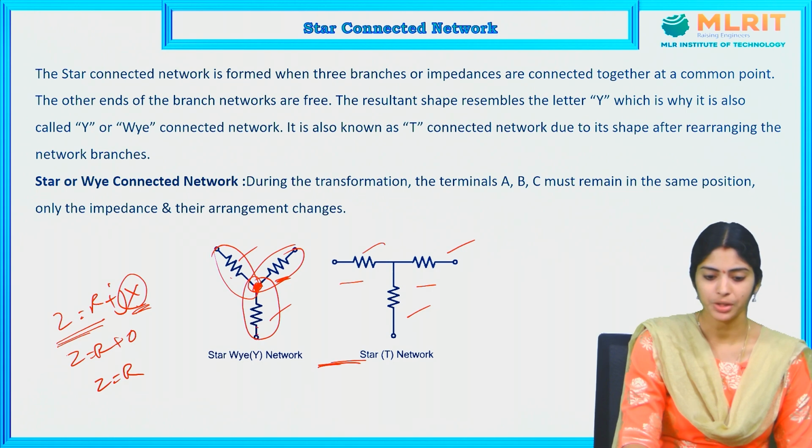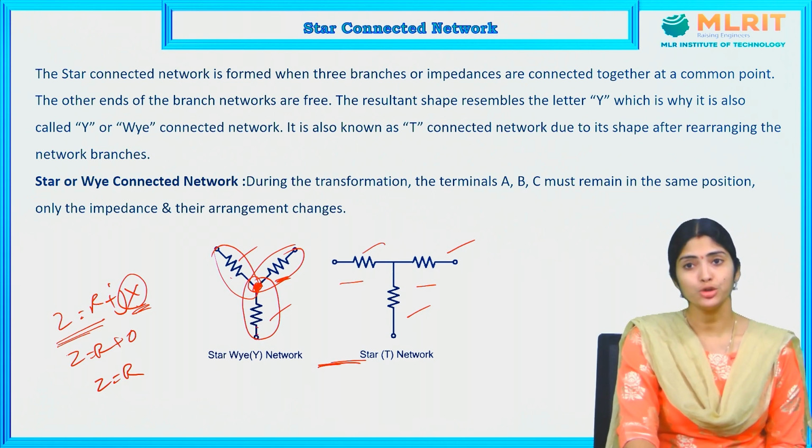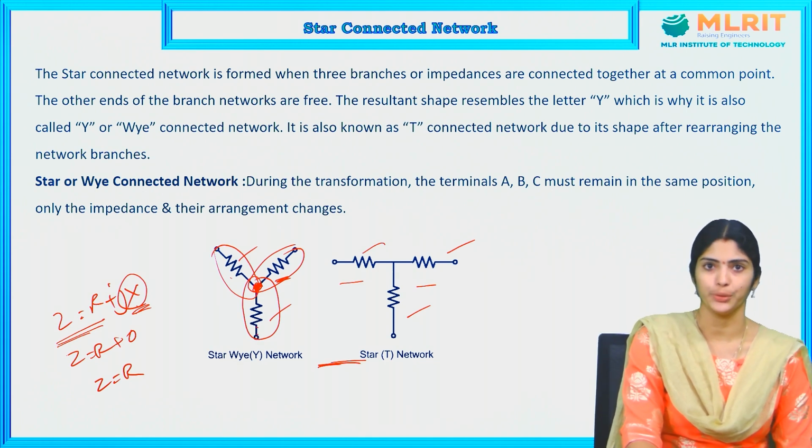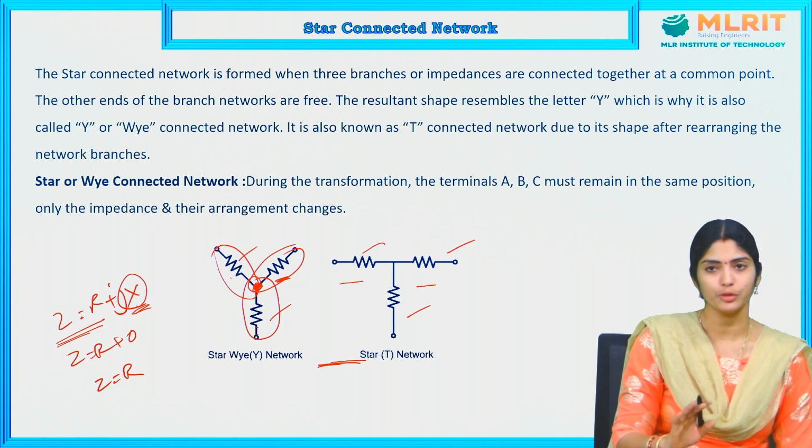Both are the same. Okay. So this connection is called a star type of connection, where there is a possibility of connecting the neutral in this circuit. During the transformation, we won't change any terminals, or any impedance or other values. We should just convert from delta to star or from star to delta.